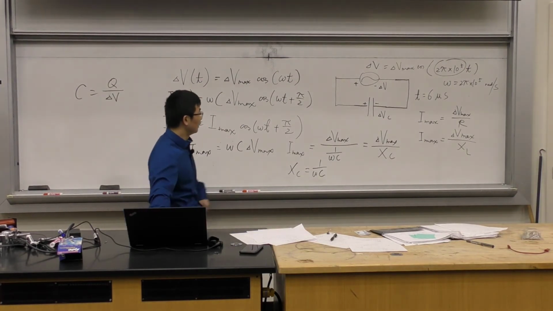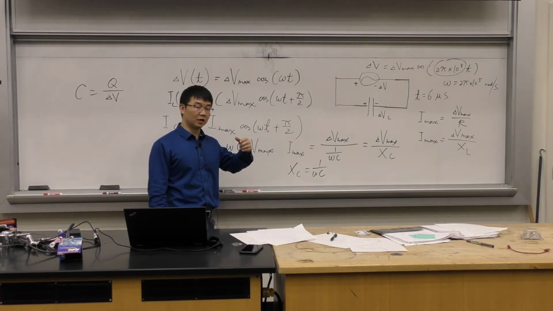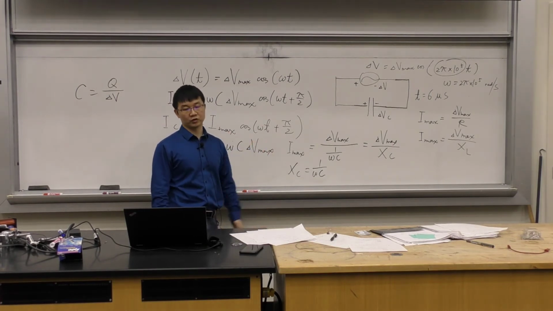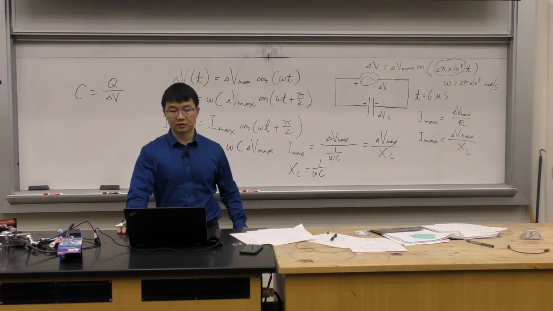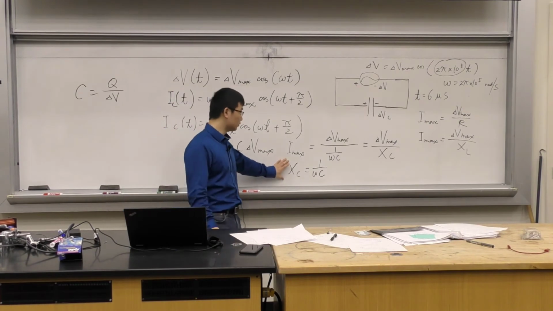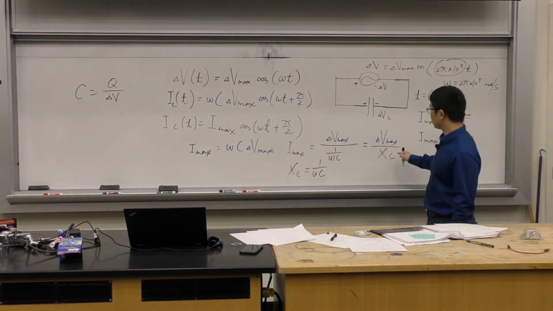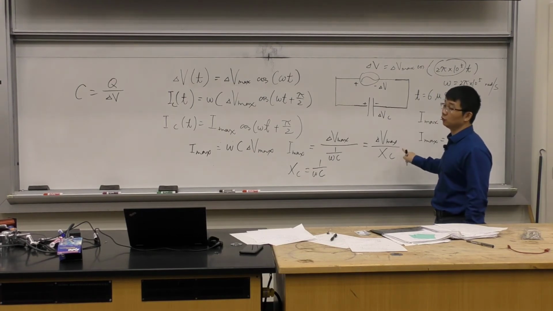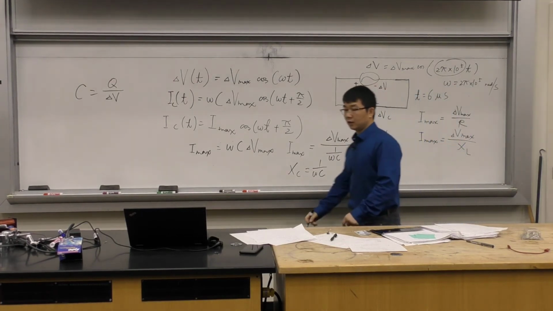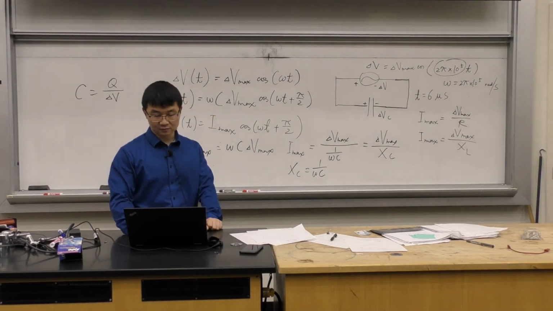Another difference, it's always going to make the current 90 degrees ahead of the voltage, right? If you understand the inductor, then the capacitor is very easy to understand. This thing is still going to be in ohms, because you see that this is still Ohm's law: I equals V divided by something. This thing has to be in ohms. All right, so that's the theory for capacitors.